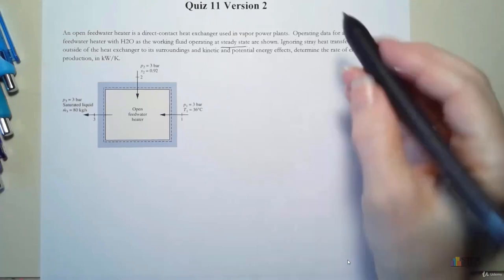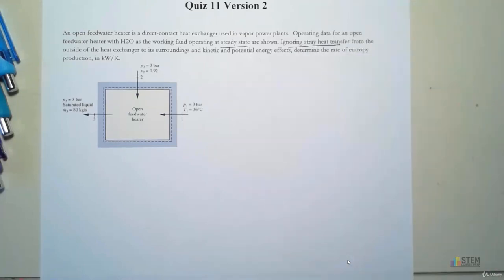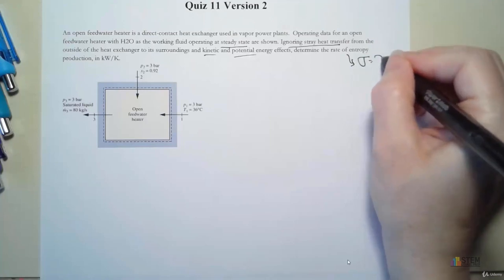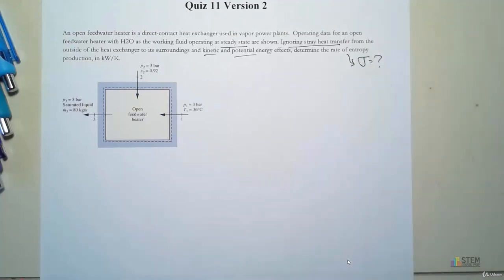We're going to ignore the stray heat transfer, that's important, from the outside of the heat exchanger to its surroundings, and also these two effects. We want to find the rate of entropy production in kilowatts per Kelvin. Remember, that is sigma. So that's what we're looking for. Now we need to get to sigma. So remember, the equation that we've got for sigma is the one where we're going to use entropy rate balance. Okay, so that's the equation we are working towards.